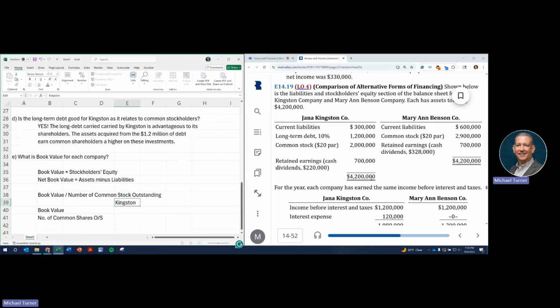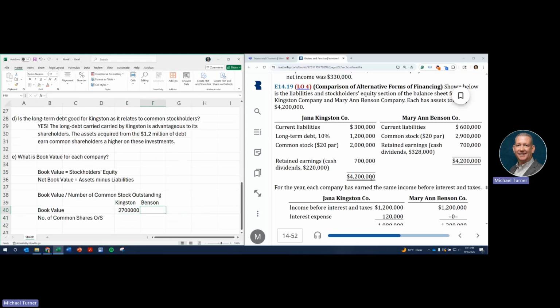We have Kingston and we have Benson. First, let's start with Kingston's, and the book value we defined in the first line on number 35 says the book value equals stockholders' equity. So stockholders' equity is $2 million of common stock plus $700,000 of retained earnings. So the total book value is $2.7 million.